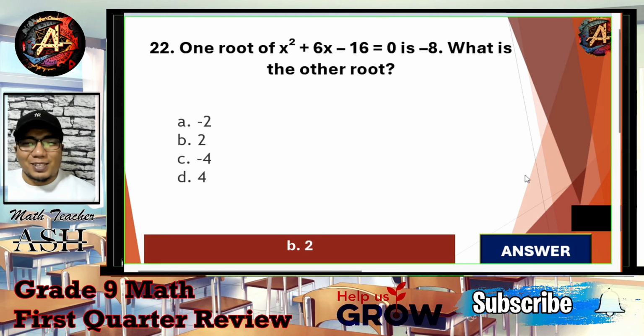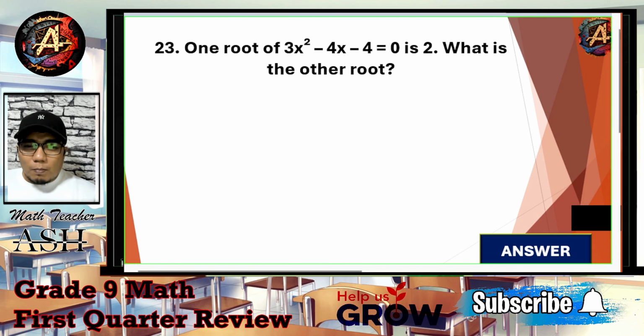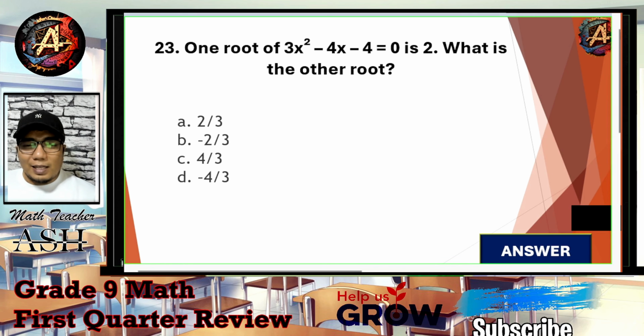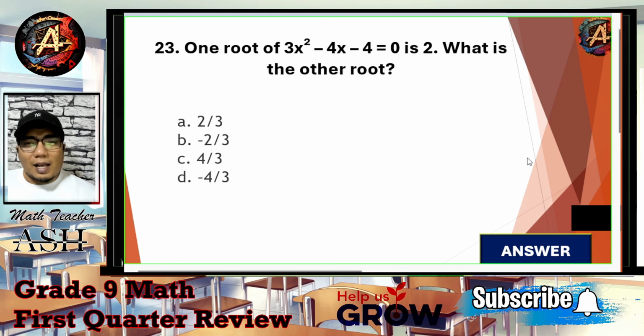Alright, my dear math learners. Now, let us go to question number 23. One root of 3x squared minus 4x minus 4 is equal to 0 is 2. What is the other root? Is it A, 2/3, B, negative 2/3, C, 4/3, or D, negative 4/3? I'll give you 5 seconds to think about your answer.